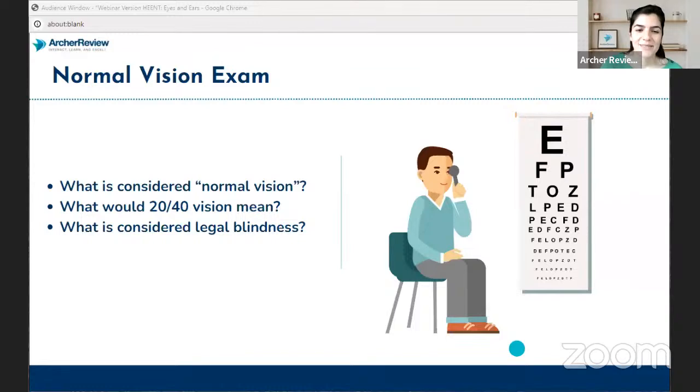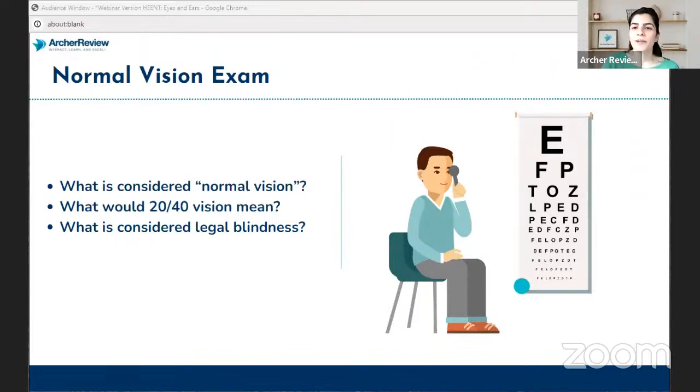Who knows that one? That one's a fun trick question. You might see this on the boards, you might see this in clinical practice, but what's considered legal blindness? I almost gave you the answer. Oh, good guess. Okay, so 20/200 is considered legal blindness. So that's just a little fun fact.